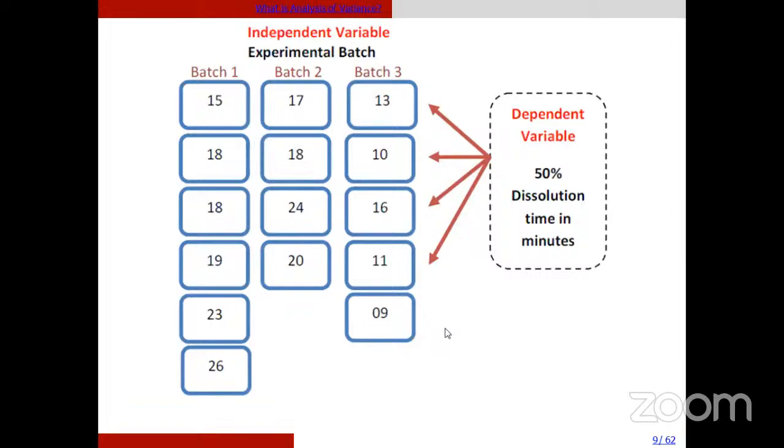So for example, take the independent variable. What is the independent variable? Batch 1, batch 2, and batch 3. So each dissolution time of the tablet for the batch 1 test, batch 2 test, and batch 3 test. The dependent variable is the time, the dissolution time of the tablet, that is 50% dissolution time of the tablets.